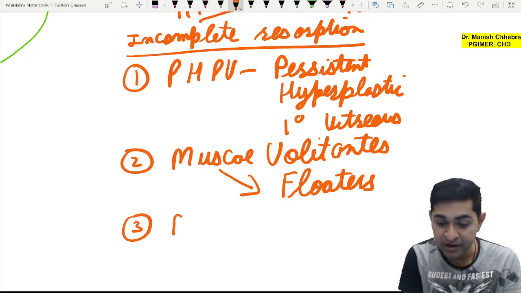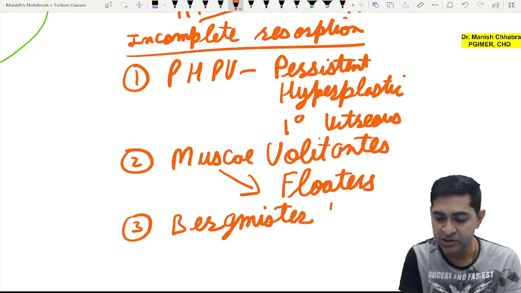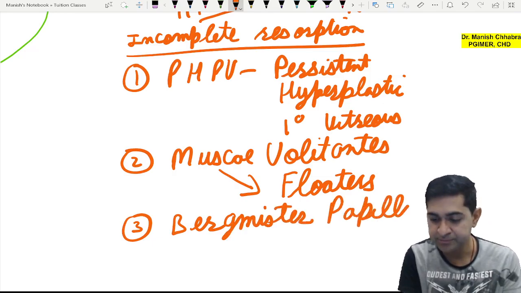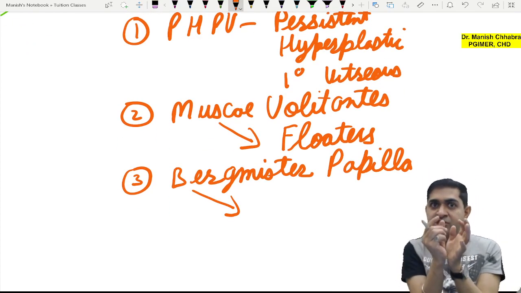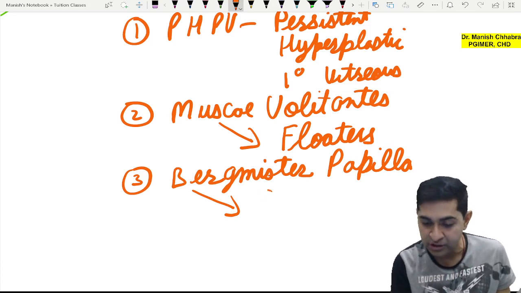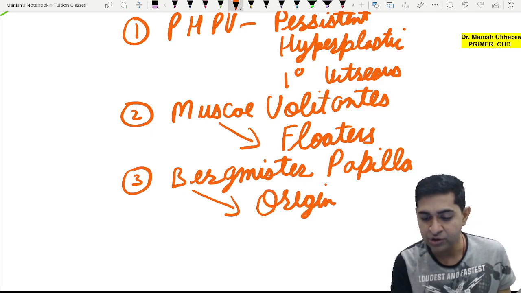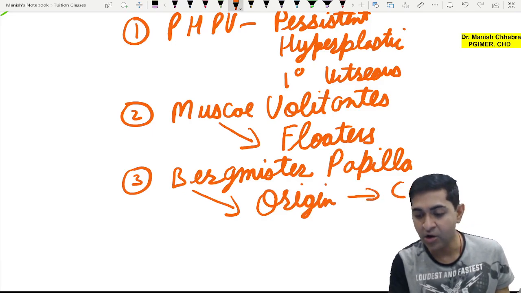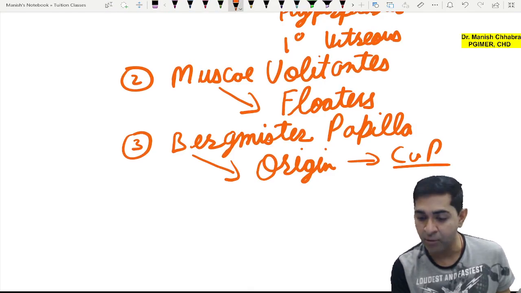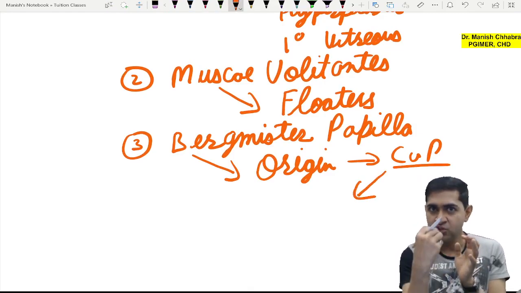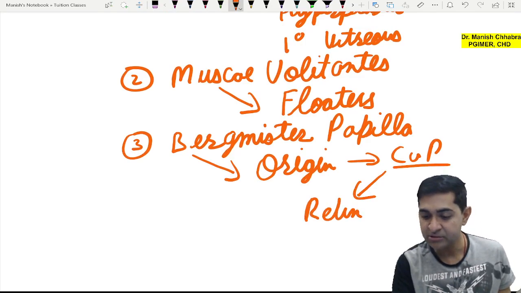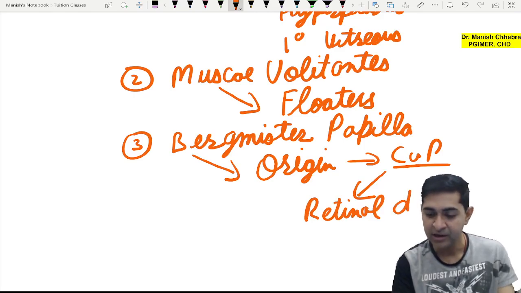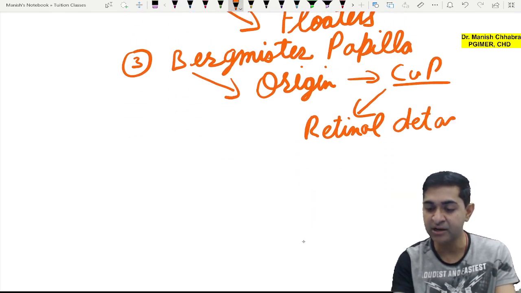Third is Bergmeister papilla. Since I told you Bergmeister papilla is just the stump which is left at the origin where it lies at the optic cup. Now because it is lying at the optic cup, any stretch to the Bergmeister papilla will lead to retinal detachment, because it is attached to the retina, na. Retinal detachment, that is one important point.